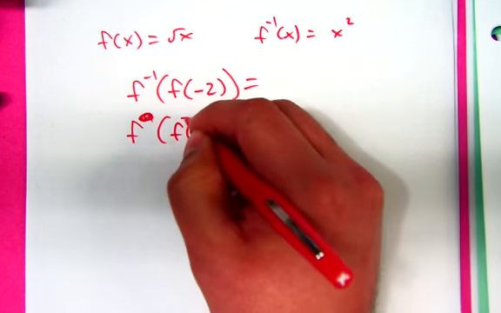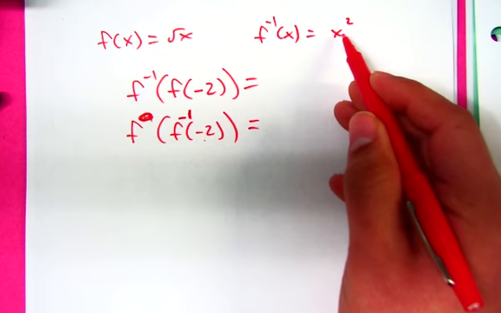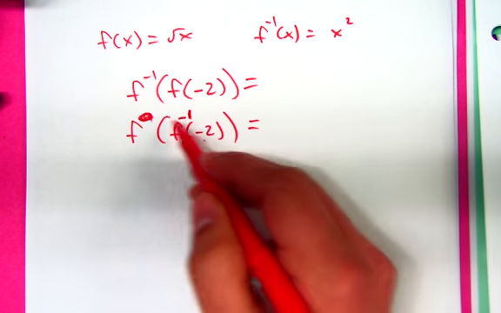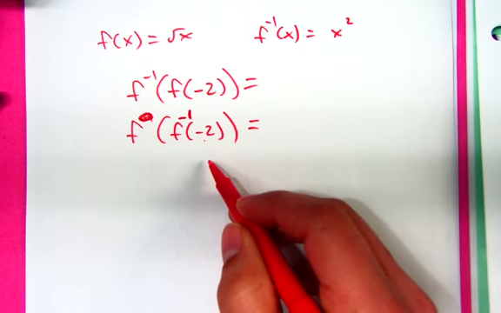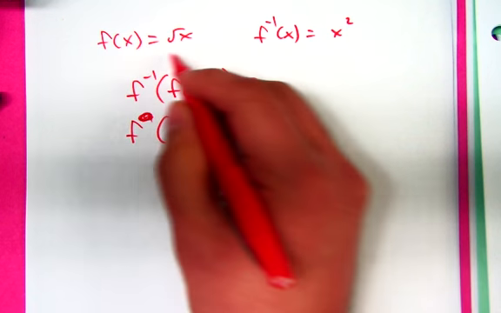If you switch the order, can you plug this into there? What do you get? 4. And then can you plug that value into here? And then you get, ooh. That's why these aren't inverses.